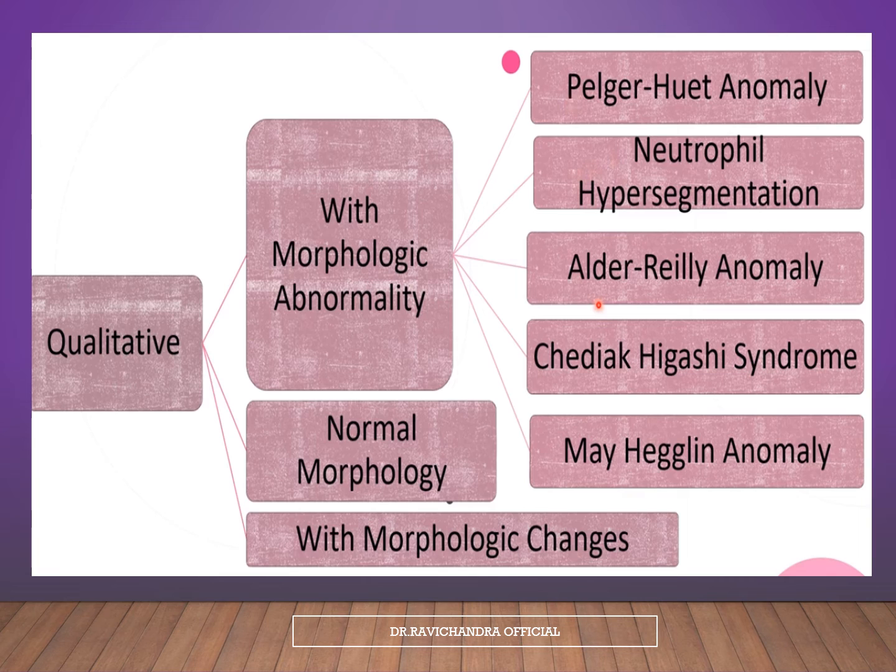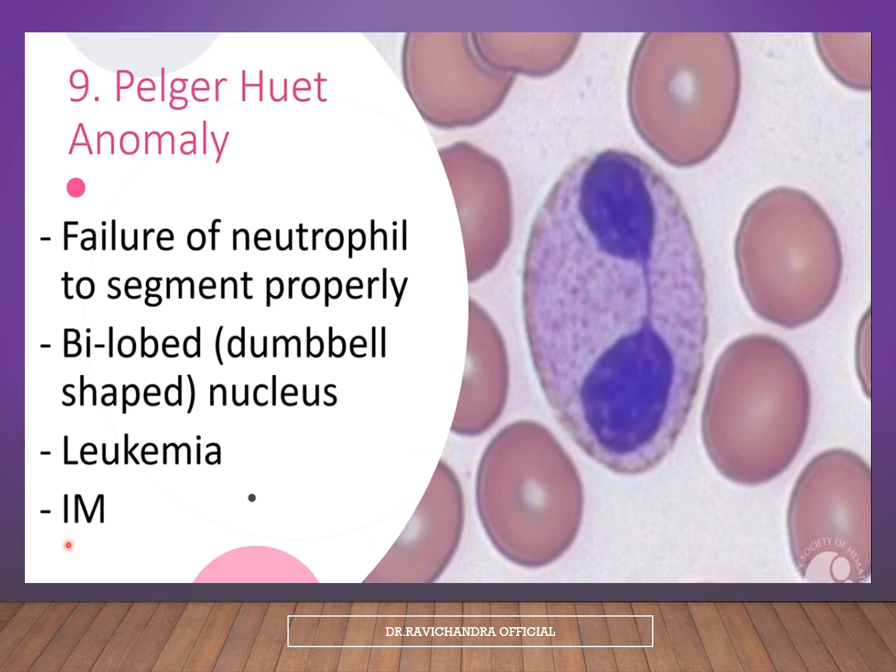Coming to the qualitative defects of WBC disorders, with morphological abnormality, there will be Pelger-Huet anomaly, neutrophil hypersegmentation, Alder-Reilly anomaly, Chediak-Higashi syndrome, May-Hegglin anomaly. Pelger-Huet anomaly. Failure of neutrophils to segment properly is Pelger-Huet anomaly. There will be dumbbell-shaped bilobed nucleus seen in leukemias and other diseases.